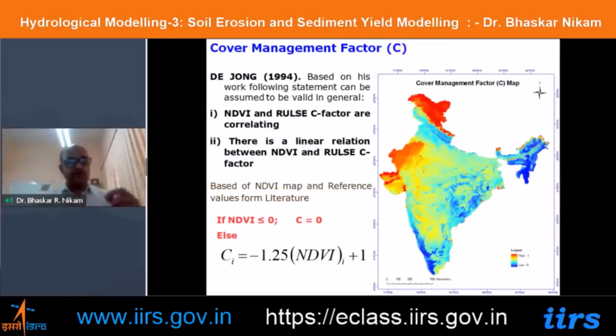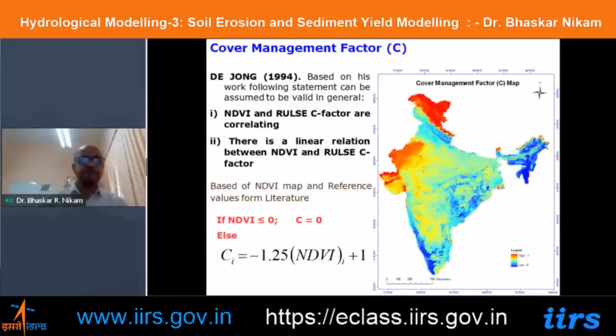So what I'm trying to indicate here is when NDVI is equal to 1, C factor will be 0. When NDVI is equal to 0, C factor will be equal to 1. This gives me the idea that there would be an inverse linear relation between NDVI and C factor. If I just show, I can join the 2 points with a straight line. So I'll join that line and calculate the equation of that line, y = mx + c.